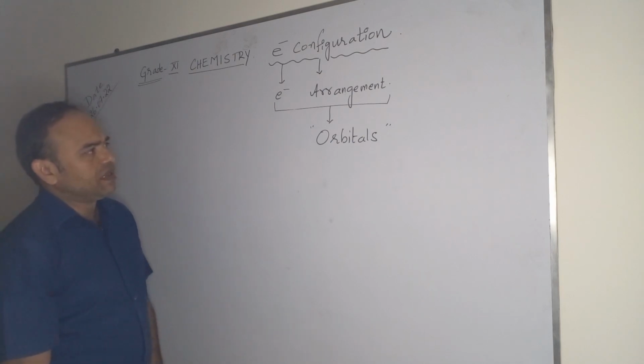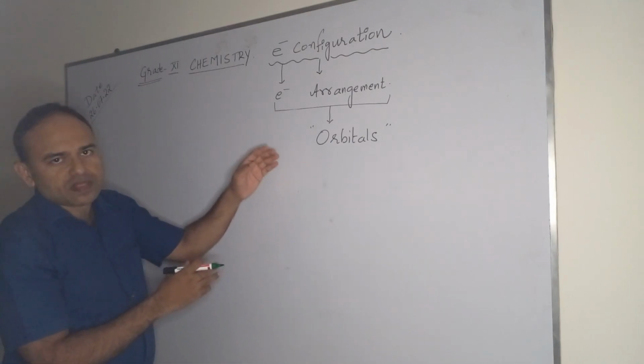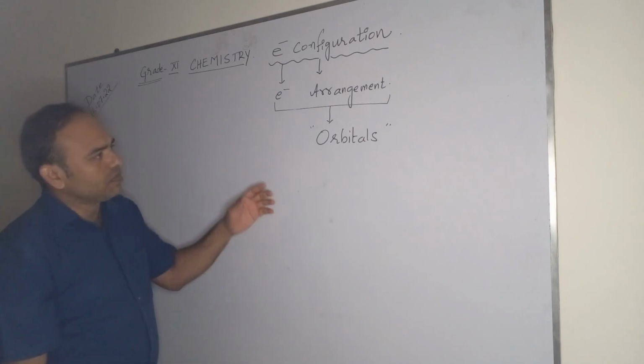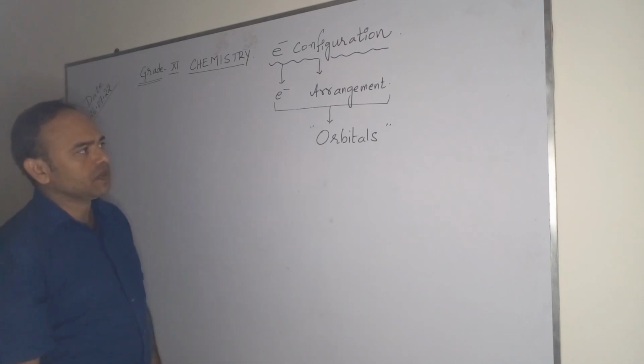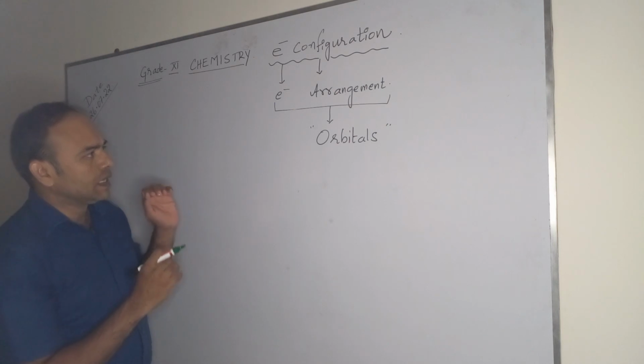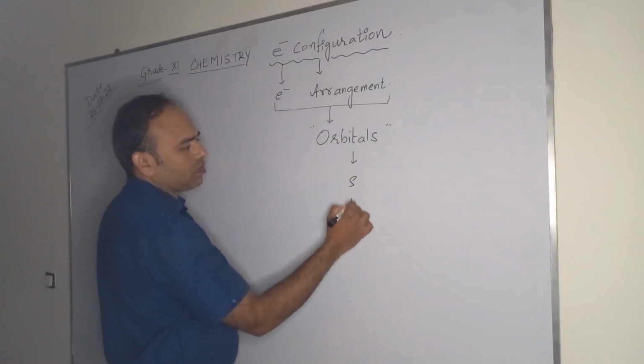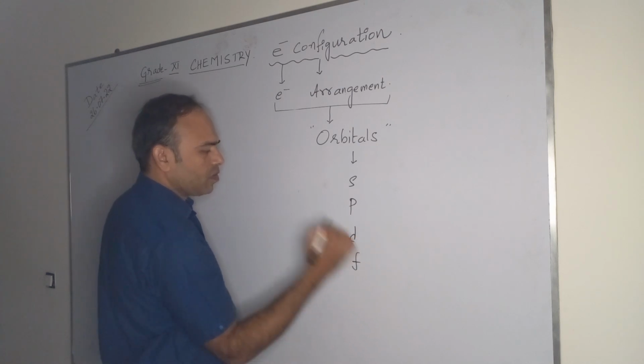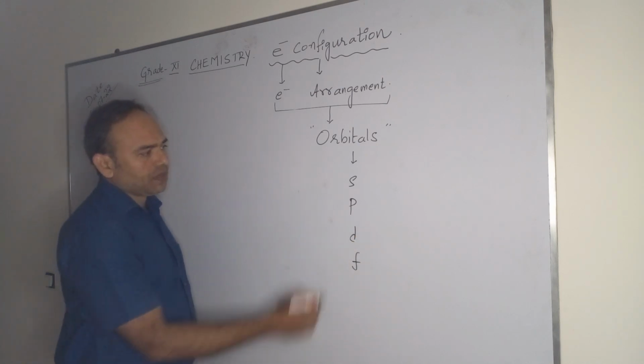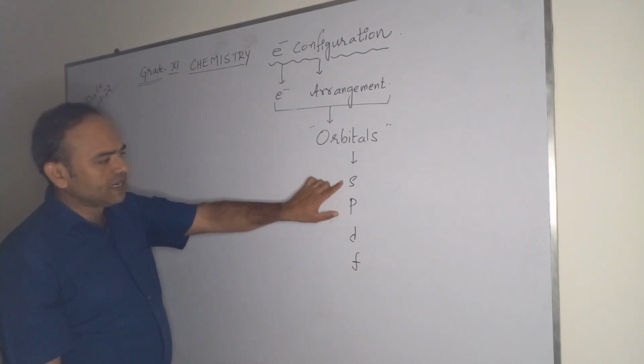So you are familiar with the difference between shells, subshells, orbits, orbitals, etc. So I don't want to go for a revision of this. Just let me tell you, we have 4 orbitals, s, p, d, f, and we should write them in small letters.